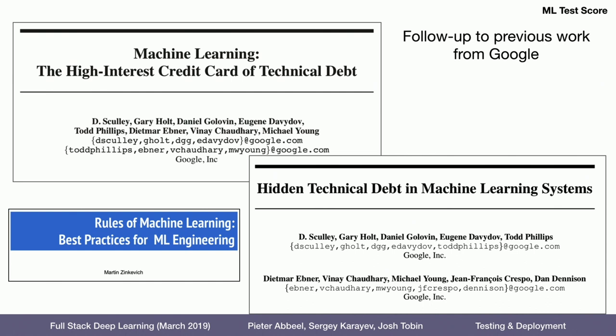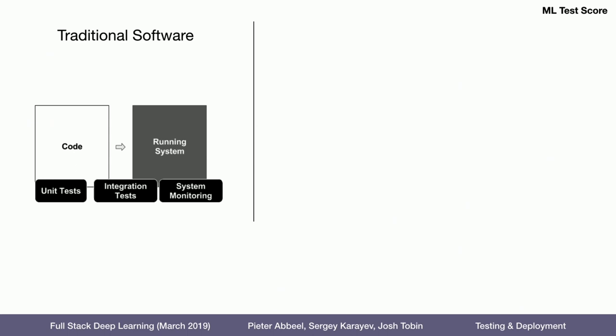So here's a figure from that machine learning test score paper. This is traditional software. You get your code. The code has unit tests. And then it has to integrate with some other code, maybe other systems send requests to it, so you have integration tests for that. But if everything passes, then you just deploy your code as a running system. You monitor it, make sure it's up, and you're done, right?